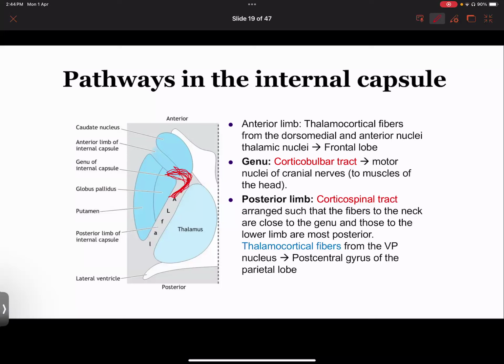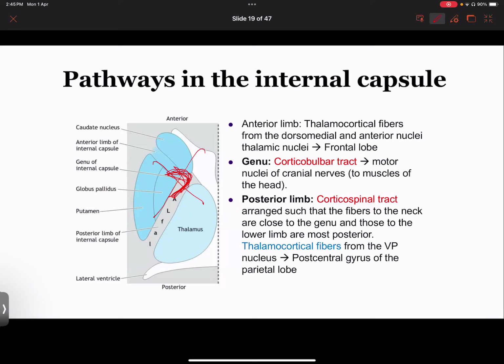So we're going to have the corticobulbar tract. What does it have to do with? It has to do with the muscles of the head. So the genu has to do with the muscles of the head, but if there's something affecting it here, the muscles of the head are going to be affected.